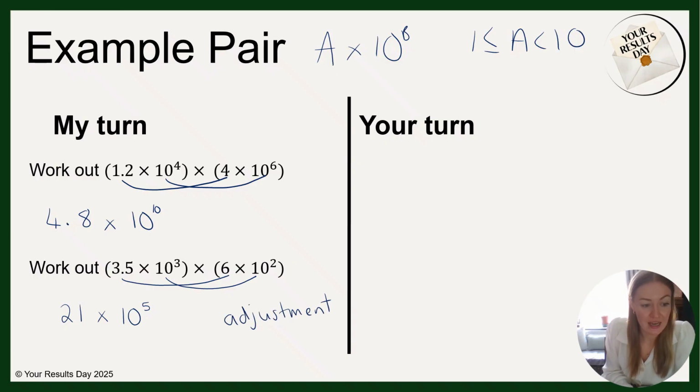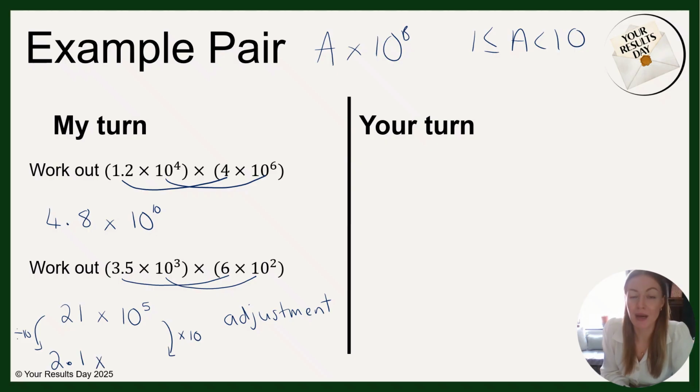If I want to bring this down to a value between 1 and 10, I can use 2.1. I've had to divide by 10. But that means I've changed the value of this number written in standard form. I've made it 10 times smaller. So to balance it out on the power of 10, I make it 10 times bigger. If I've got 10 to the power of 5 and I multiply that by another 10, that would become 10 to the power of 6. So the power just increases by 1. So 21 times 10 to the power of 5 is the correct value, but it isn't written in standard form. So we adjust it so that it is written in standard form.